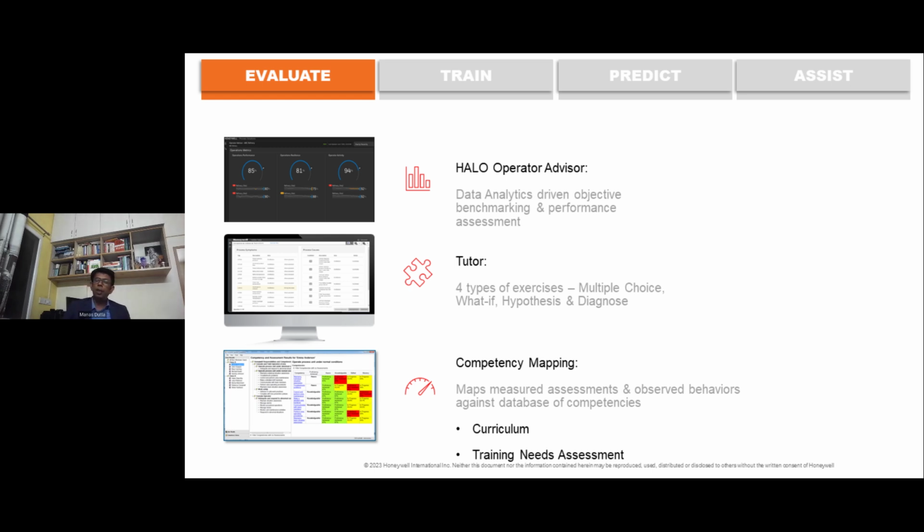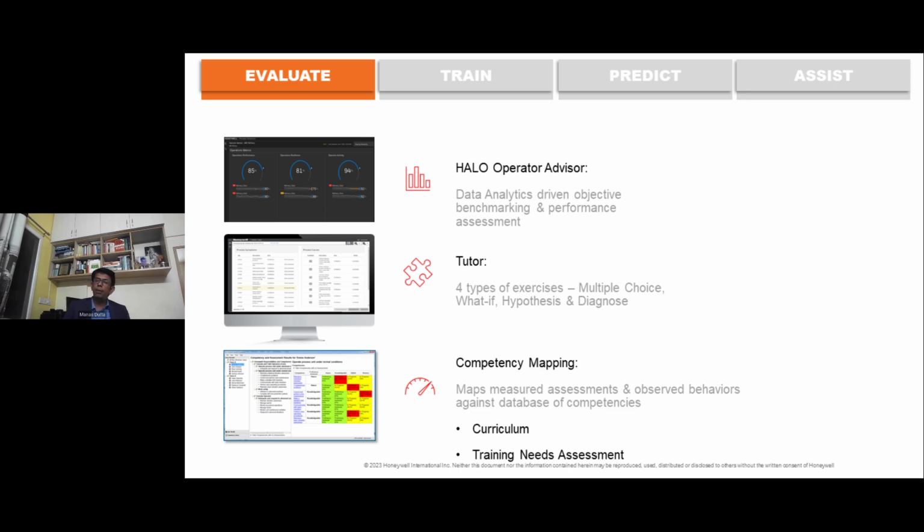We also have some very interesting digital tools. We call it Tutor, where different what-if situations are given, along with some multiple choices, some hypotheses given to them, and we see how they respond to it. Some diagnosis-related problems are given to them, and we capture how they react.